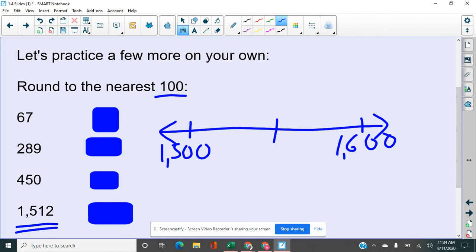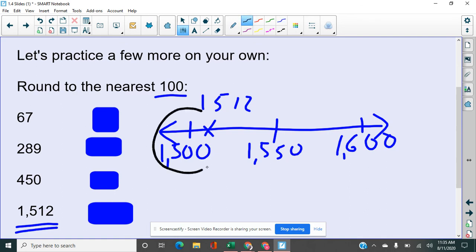Halfway, right? Like we talked about, halfway between 100 is 50. So 1,550. Where's this one going to go? It's going to go right here, 1,512. And so what's my answer here? This number, this x, is closer to 1,500.